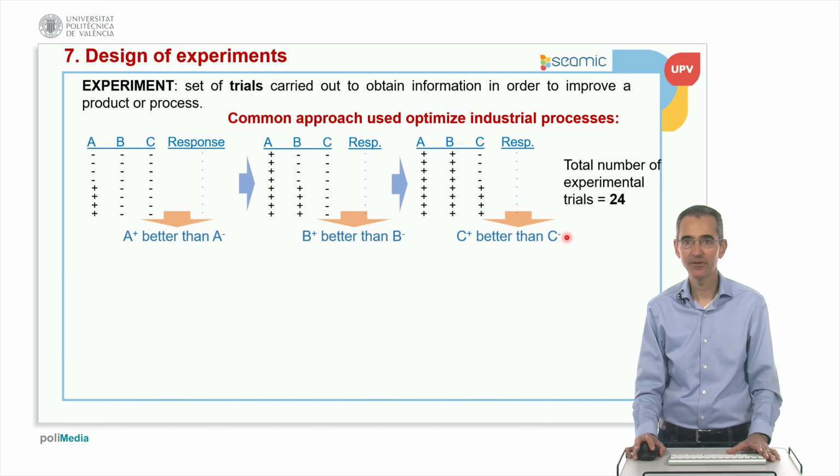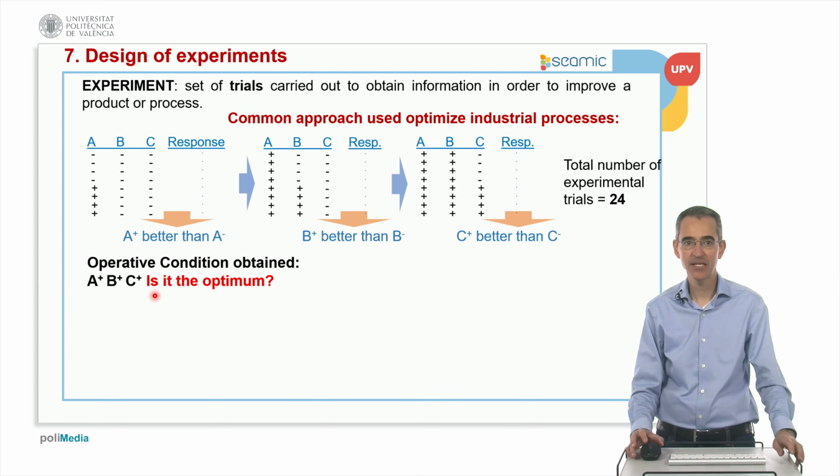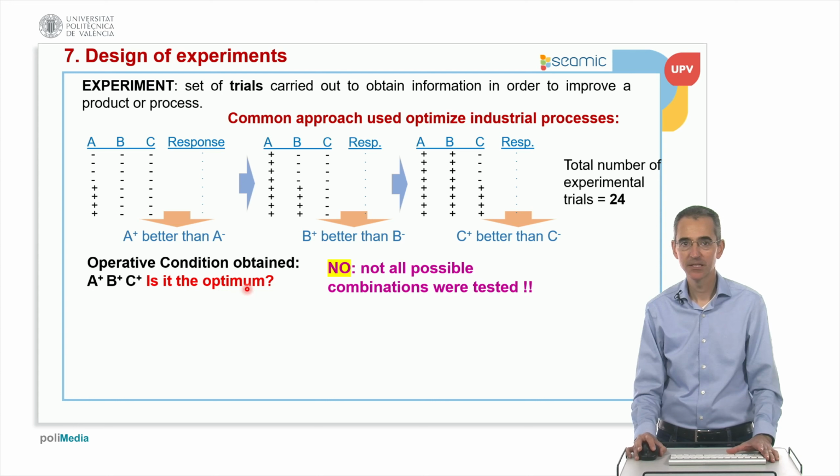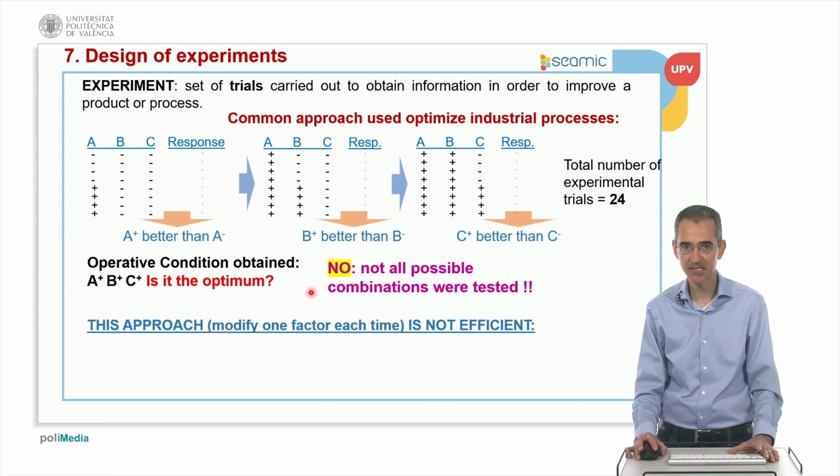So the total number of experimental trials in this case was 24. And so the answer was that the optimum operative condition obtained was the 3 factors at a higher level than usual. Okay, but is it actually the best condition? Actually no, because not all possible combinations have been tested, and actually this approach is not efficient.